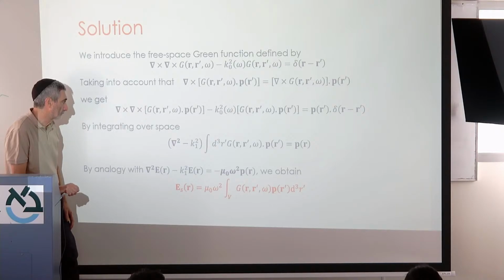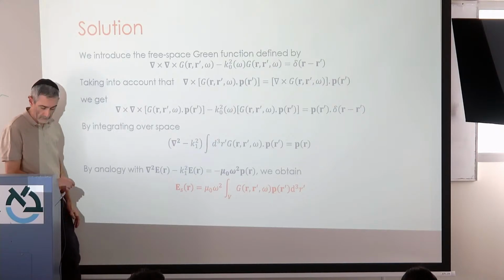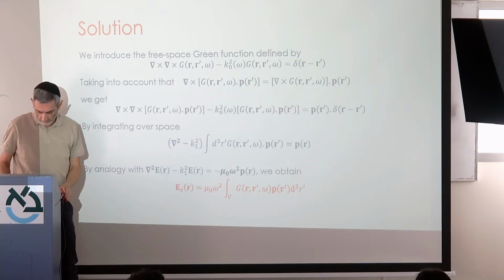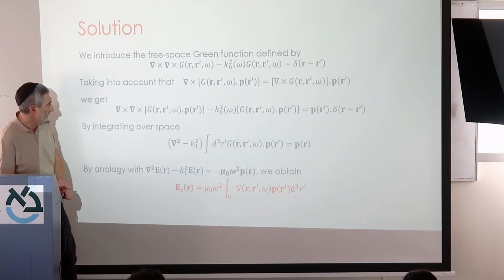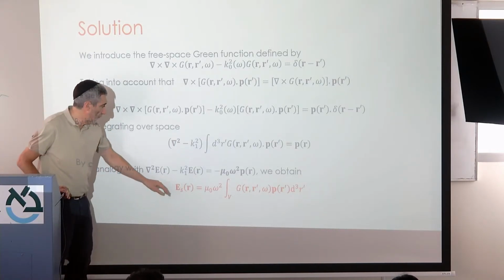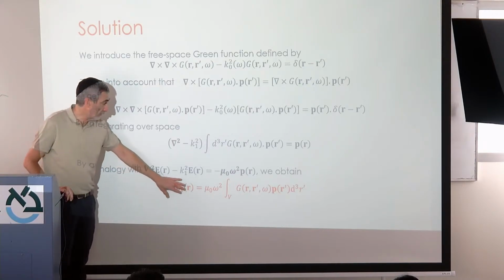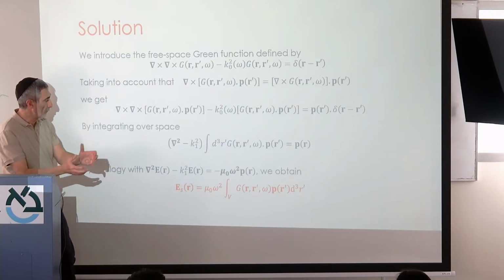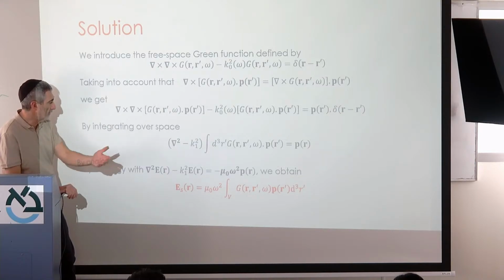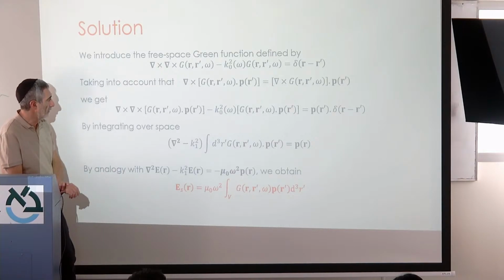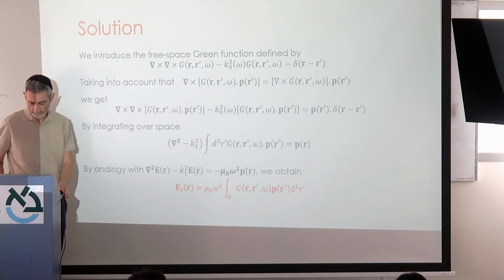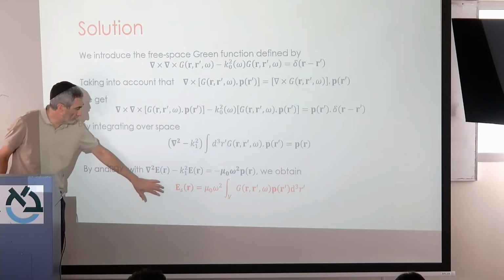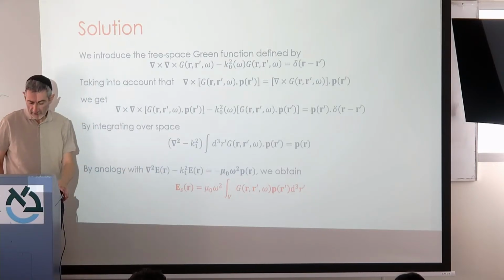So this is what I wrote in the previous slide. Is that clear? So this term is the particular solution for inside the volume of the scatterer, plus the incident wave, gives you the total field scattered by the object. So that gives you the expression that I dropped at the beginning of this session.